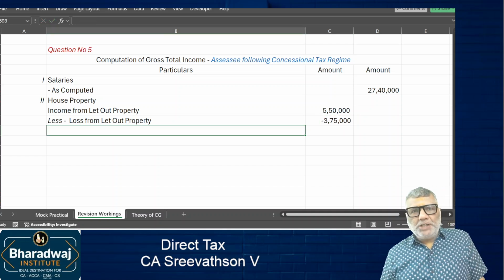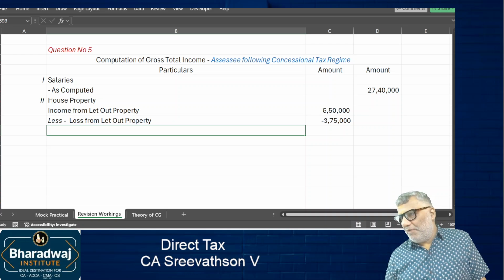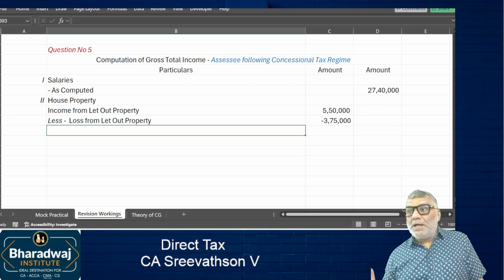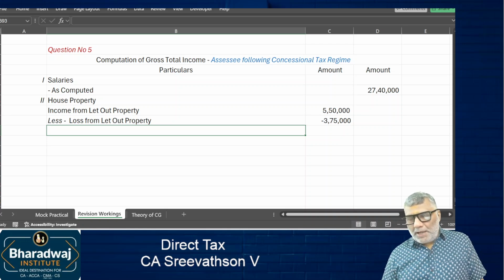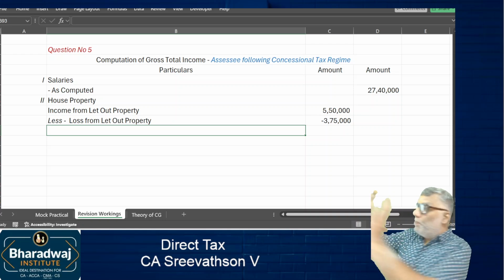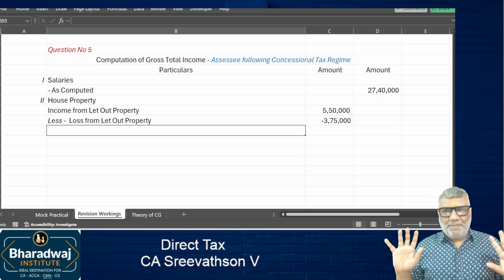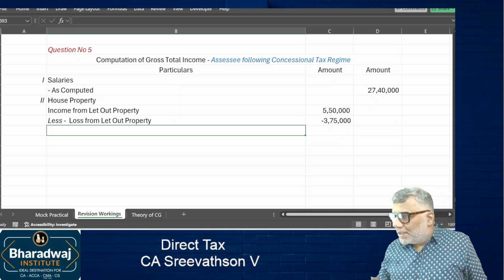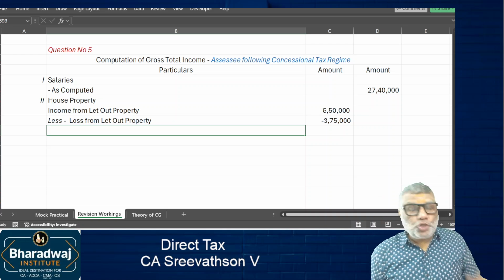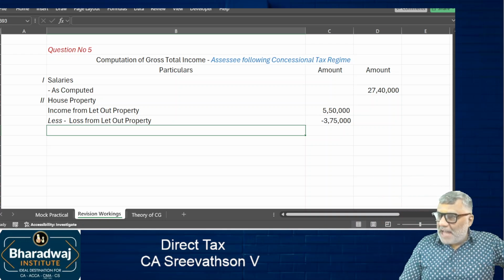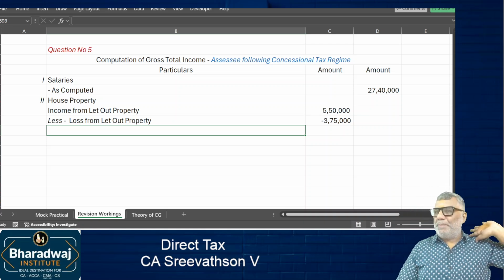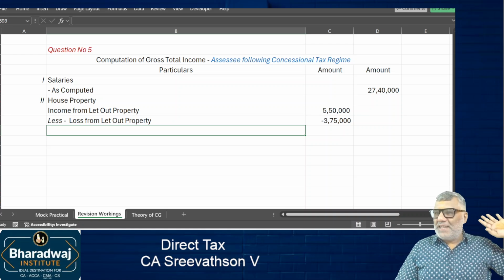So if I adjust 550 minus 375, I have another 1,75,000. I have 1,75,000 loss brought forward for let out property. Once you bring it forward, it is the same head. Current year loss can be set off against any income. Once house property loss is brought forward and carried forward, it can be set off only against the income from house property. It cannot be set off against any other head.